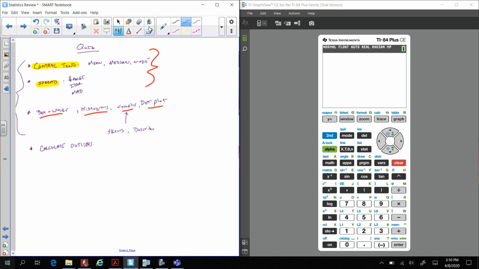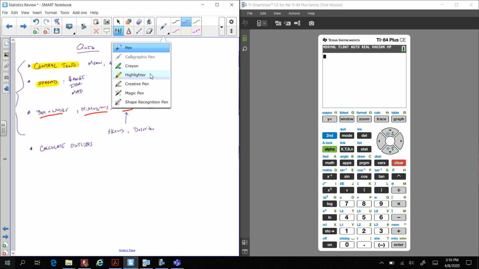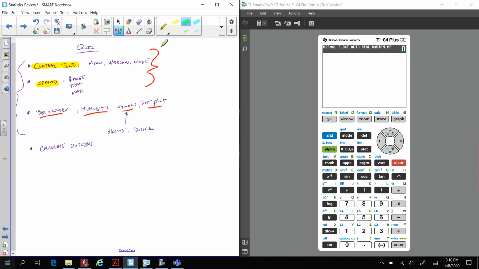And then the last piece here, some of you guys have had trouble with. A lot of you guys know what an outlier is, but you need to be able to calculate outliers. I'm going to run through that one more time today in the review. So without further ado, going to get into this review.